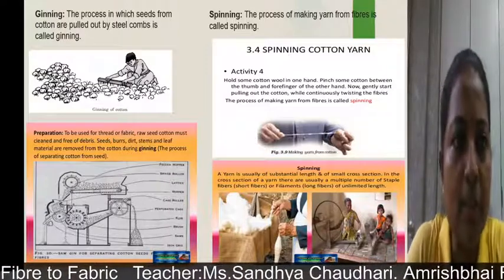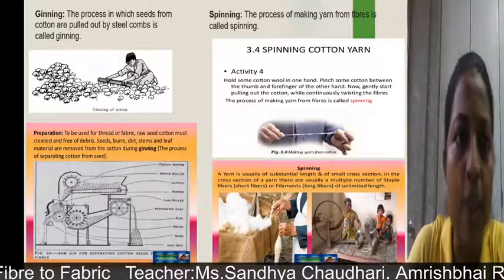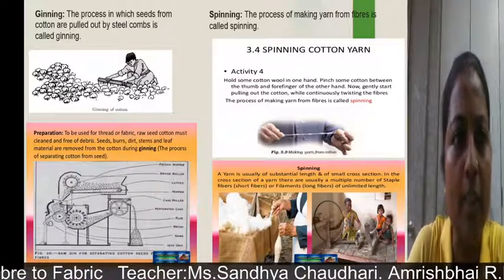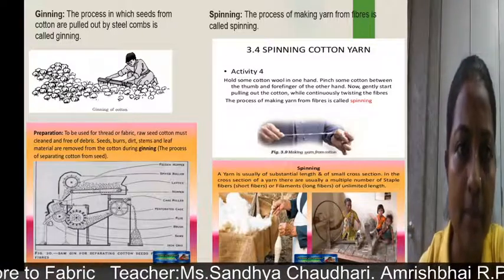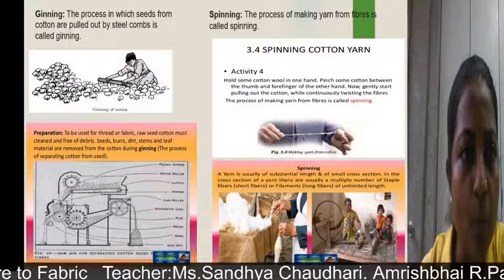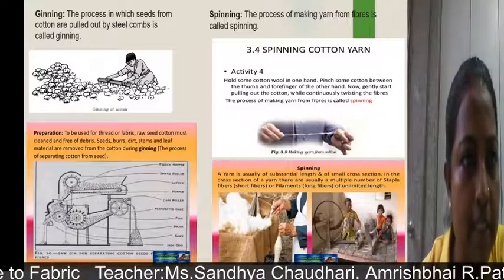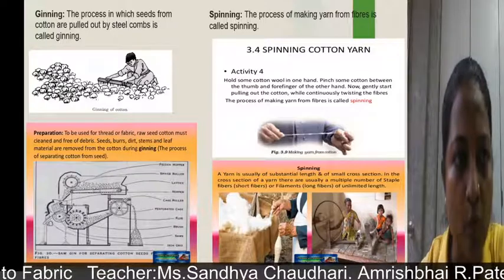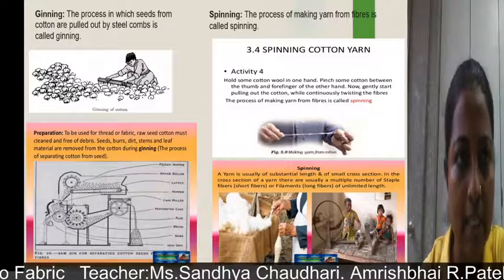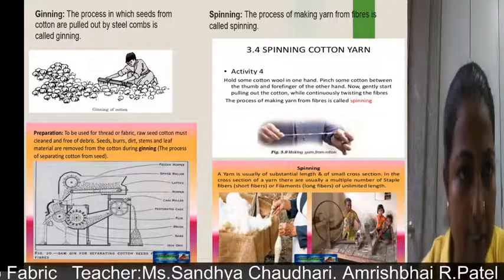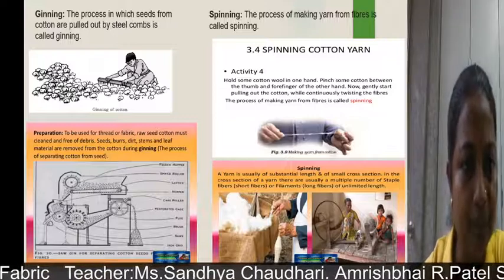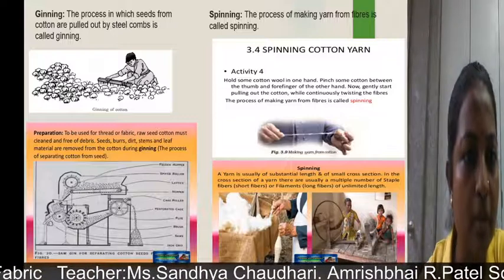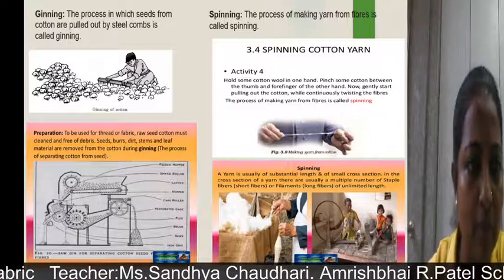The process in which seeds from cotton are pulled out by steel combs is called ginning. As you can see in the figure, that person is doing combing process, and the seeds are separated from the cotton with the help of these combs, and that process is called ginning. You can also do this with the help of machines.